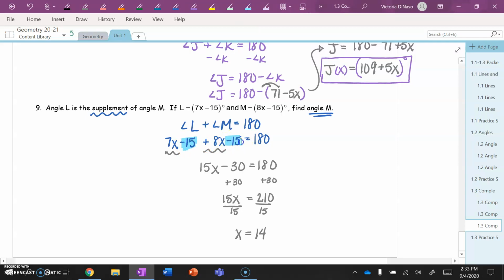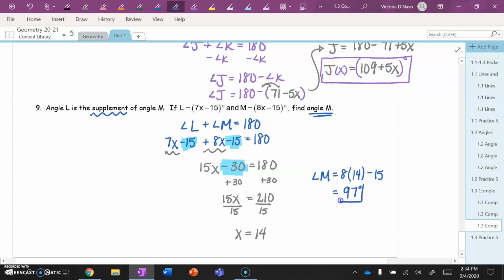The step that you probably messed up on is this negative 15 minus 15 gets you negative 30, which then you have to add 30 to both sides. You will eventually end up with x equals 14. My final answer, we have angle M equals 8 times 14 minus 15, which equals 112 minus 15, which is 97 degrees.